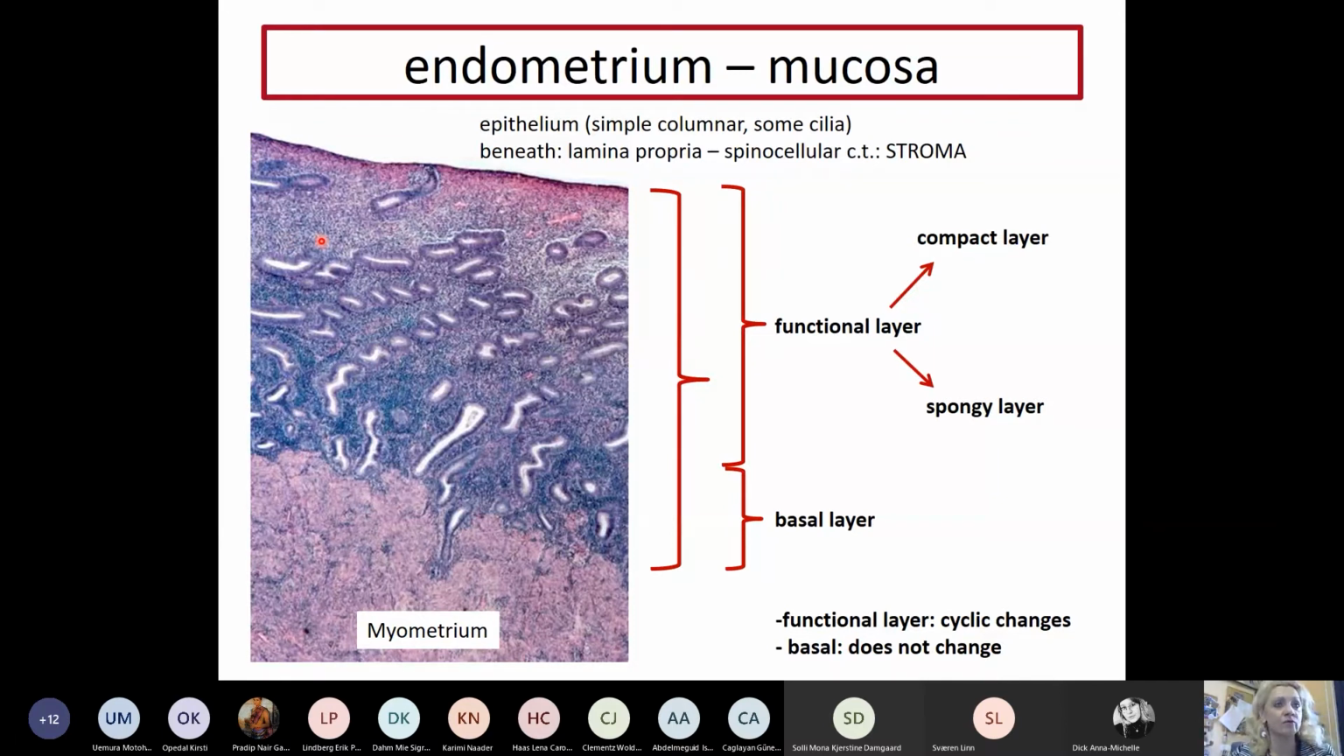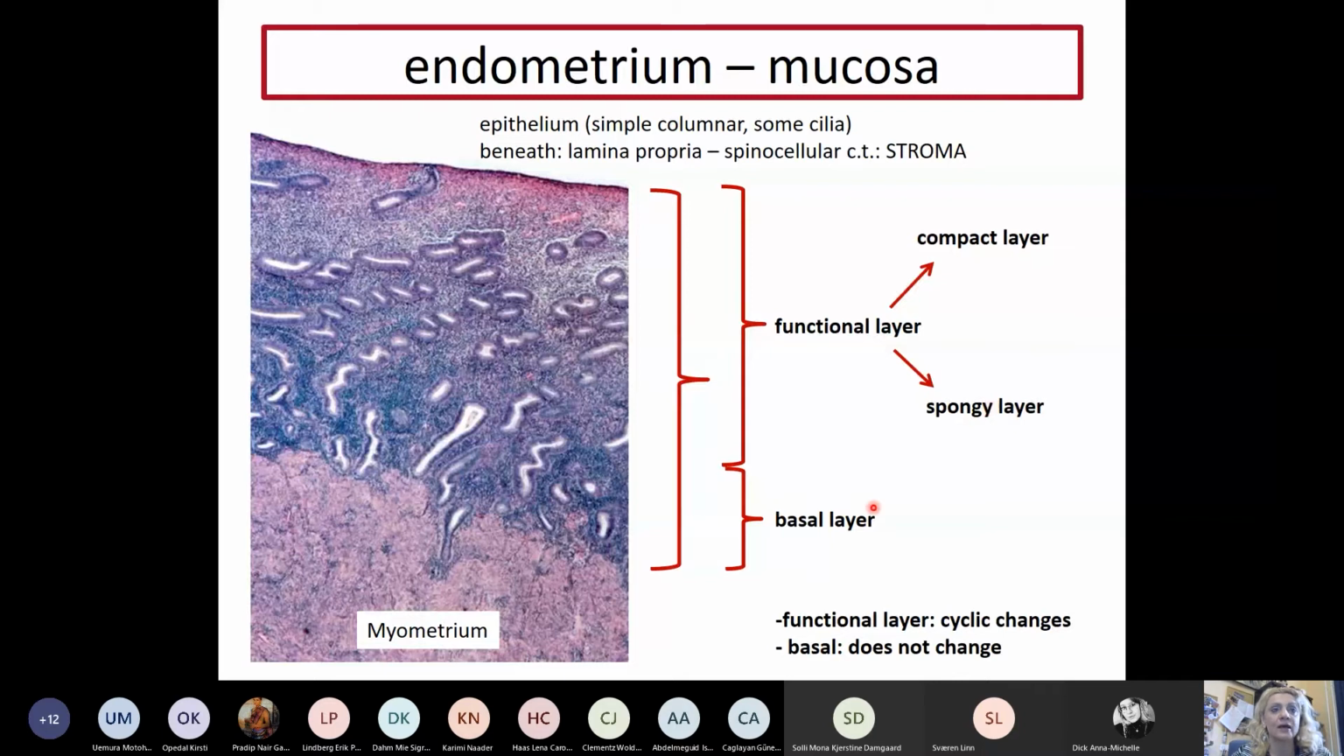So just like in the ovary, we saw the last time, this is the so-called spinocellular connective tissue or cell-rich connective tissue. It's very densely packed with cells. This is called stroma, okay? Cell-rich connective tissue or stroma. And this is further divided into a so-called basal layer or stratum basale and the functional layer or stratum functionale. The functional layer, especially in the later stages or phases, can be further divided into a compact and the spongy layer.